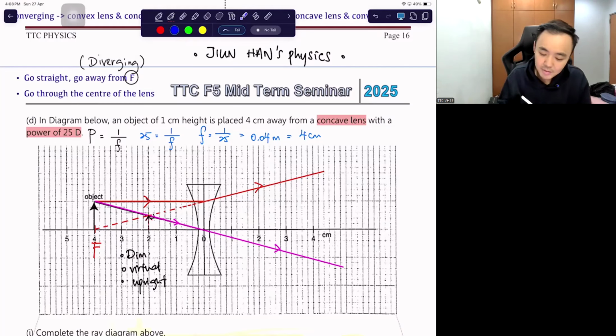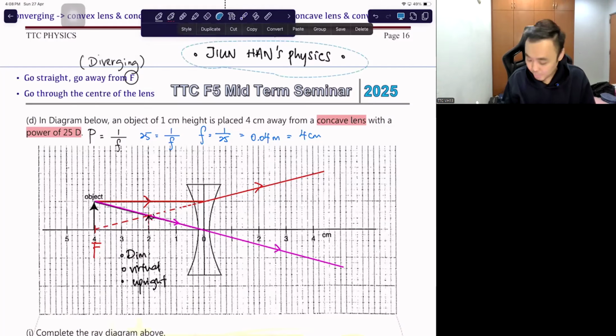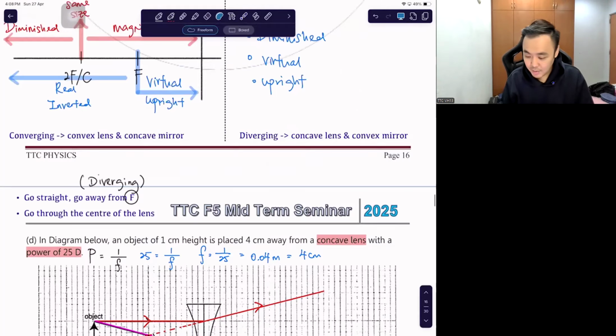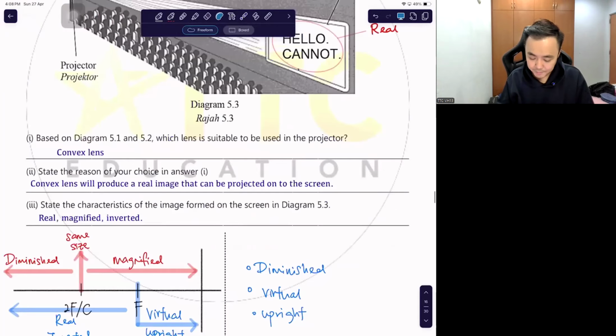Any questions before I call it a day? Page 15. There you go, 15 here.